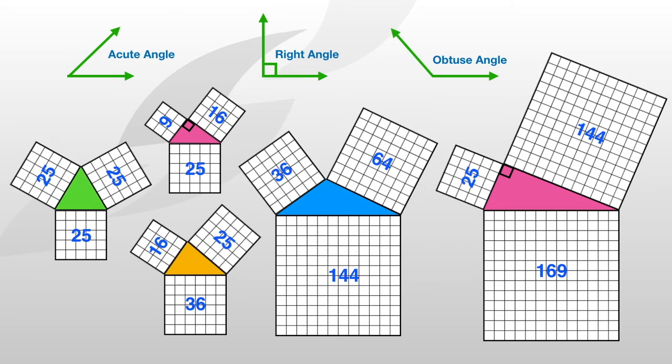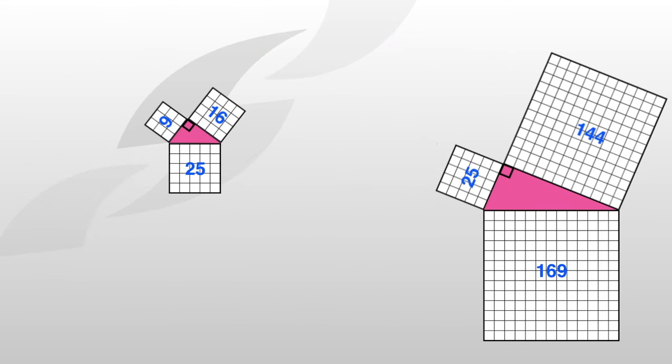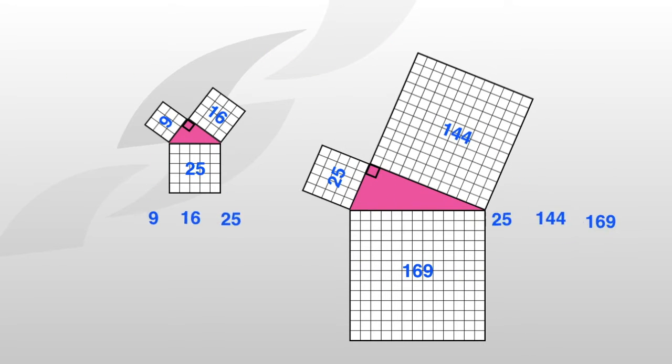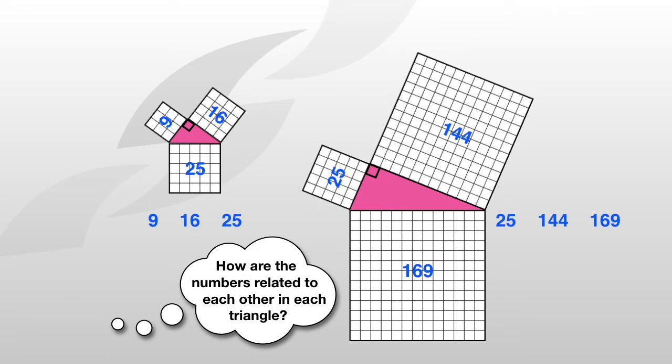The green triangle and the yellow triangle are called acute triangles because all of their angles are acute. The blue triangle is an obtuse triangle because it contains an obtuse angle. The pink triangles are right triangles. Let's take a closer look at these right triangles. How are the numbers related to each other for each triangle?